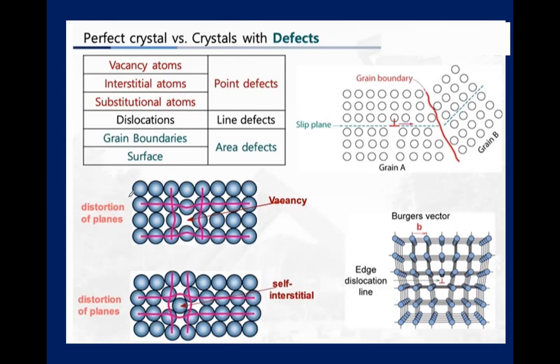Right. So we will see what these defects are. We can categorize these defects into three categories, right? The first one is point defects. These point defects are related with a single atom, in the form of a vacancy. That means some missing atom in a crystal, right?